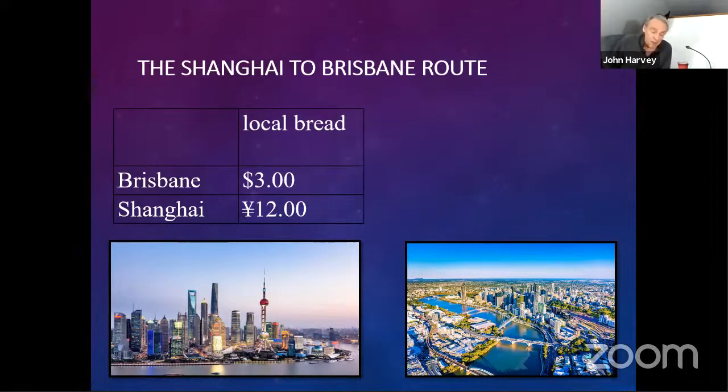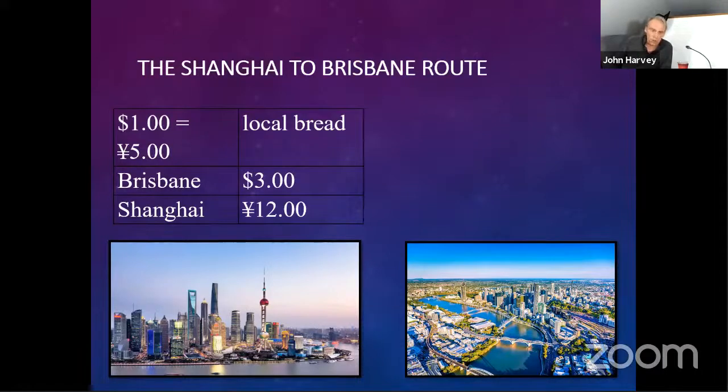I actually looked up numbers on how much a loaf of bread costs in Shanghai. Apparently, it's about 10 yuan. I'm sorry I'm off by a bit, but I needed to alter the number to make the example work and make the math simpler. So let's say this is the price of bread in Brisbane, and this is the price of bread in Shanghai. And that's our current exchange rate: one Australian dollar for five Chinese yuan.